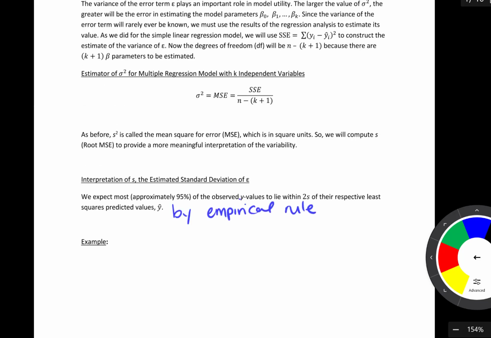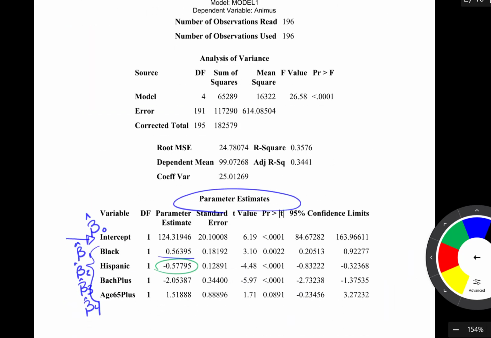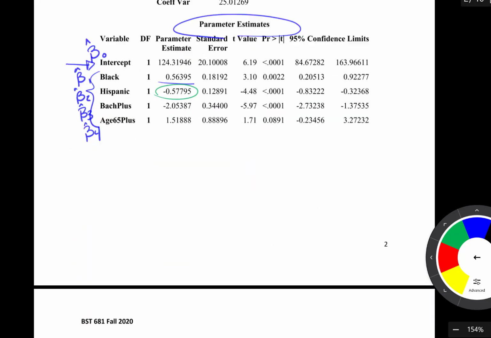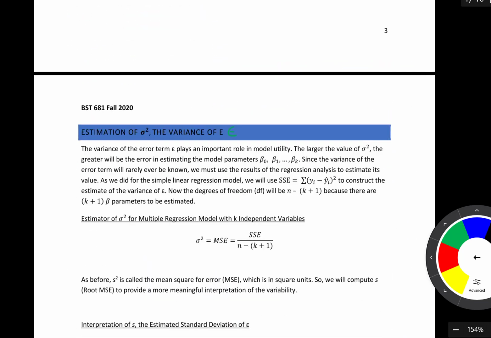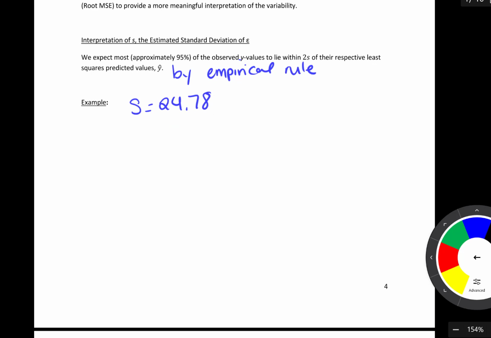So if we go back to our SAS output, notice here that the root MSE is equal to 24.78. So what that tells us is our estimate of the standard deviation is equal to 24.78. And so from here we can write out what that interpretation is, and it's as follows.